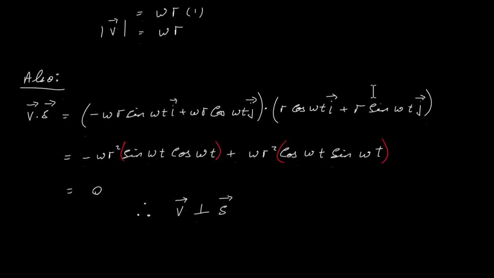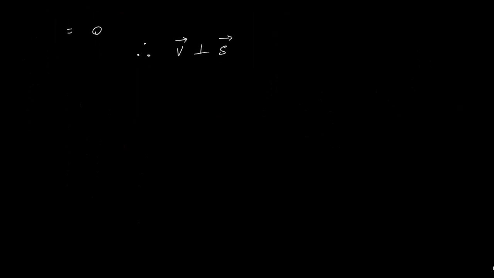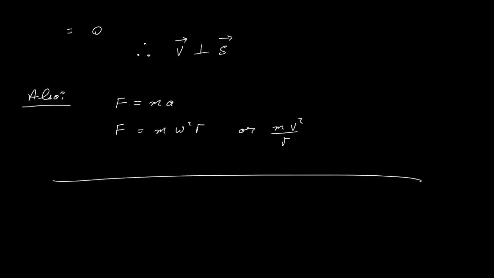Actually, I'll just do one more thing. I spoke at the beginning about the centripetal force. So let's have a look at that. So we know that force is equal to mass times acceleration. So in our case, we have mass here, and our acceleration is omega squared r, or we can just say m v squared over r. This is our centripetal force. Okay, and that's really it for this video.